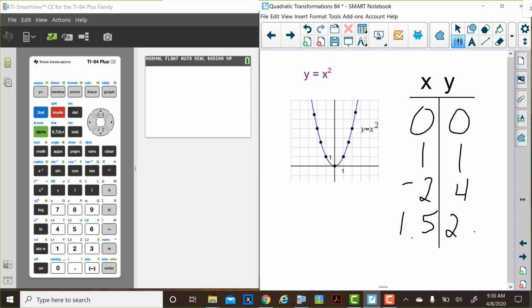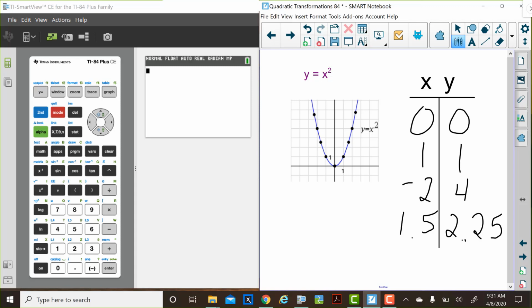We could use integers, decimals, fractions. Any real number can be used for x. So thinking about the values of x, we're thinking about the domain of the function. So again, we can use any real value for x. However, when we square these values, with the exception of 0, all of the resulting function values are positive.